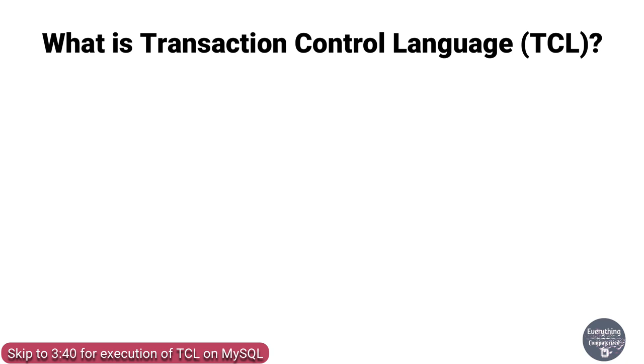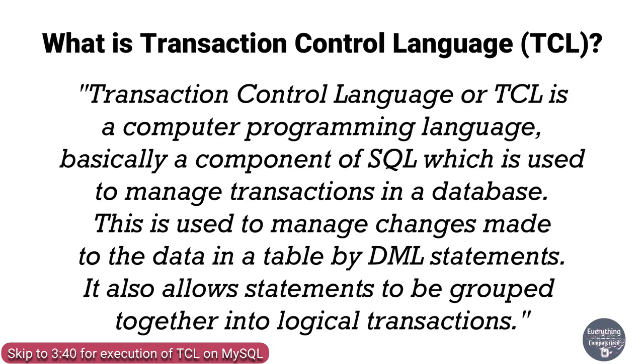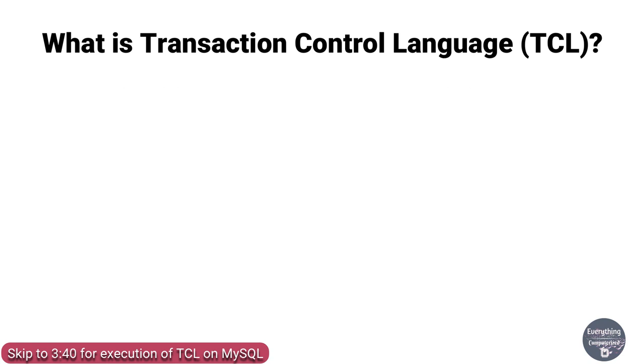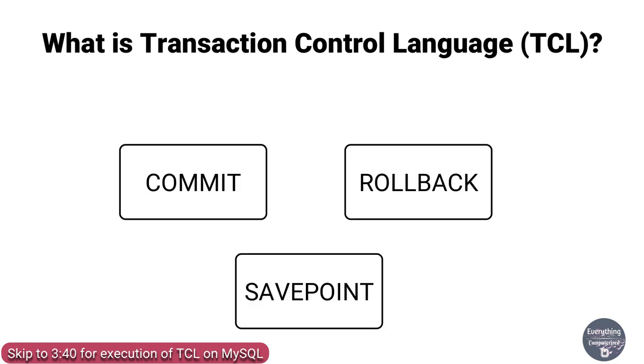Let's now take a look at its definition. Transaction control language, or TCL, is a computer programming language, basically a component of SQL, which is used to manage transactions in a database. This is used to manage changes made to the data in a table by DML statements. It also allows statements to be grouped together into logical transactions. There are 3 commands present in TCL. These are commit, rollback, and SAVEPOINT. Let's understand what these commands are, and after that I'll show you how these work in MySQL.